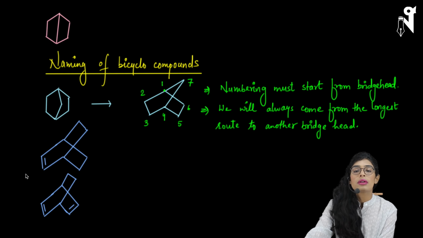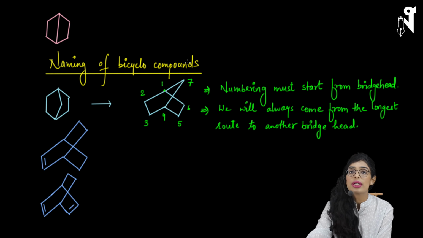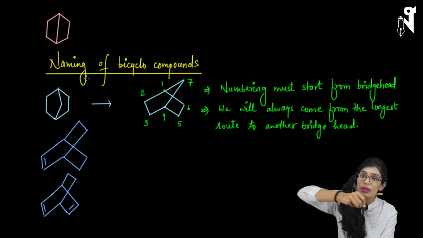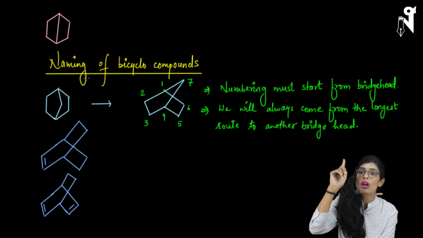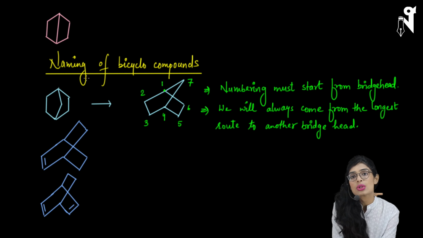Okay, so let's talk about the naming of the structure. Now, when you are naming the structure, you have to be very, very careful because you may get a 2D structure, you may get a 3D structure. First of all, you need to know how to resolve the structure. When you are naming it, always remember numbering will start from the bridgehead and we will take the longest possible route to reach the next bridgehead. So one bridgehead will always get position 1 and then we will travel throughout and then come back to our second bridgehead.